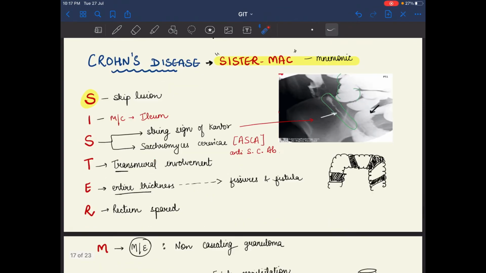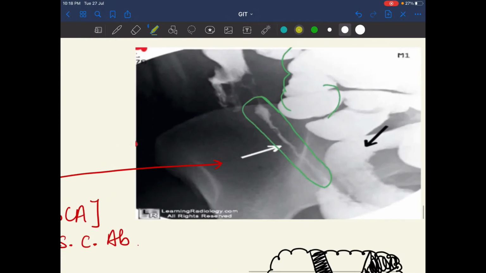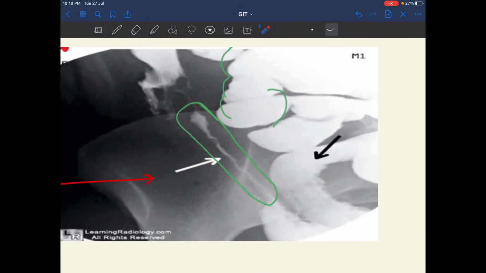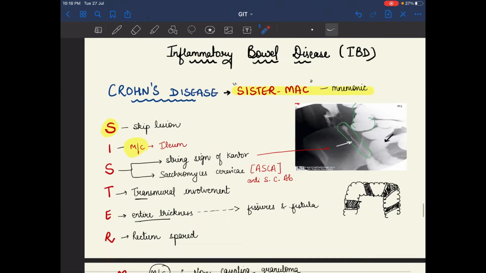So let's look at how this trick helps. S for skip lesion, meaning in Crohn's disease skip lesions are present, as we see here. I for the most common involvement, which is the ileum. S for string sign of Kantor, as we see here. This is a string sign of Kantor, which is seen in Crohn's disease. Sister Mac. S for string sign of Kantor.